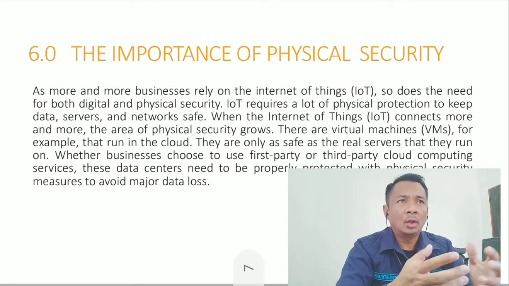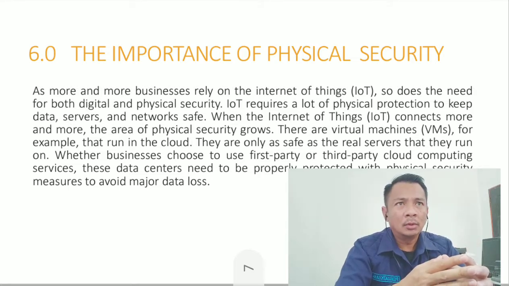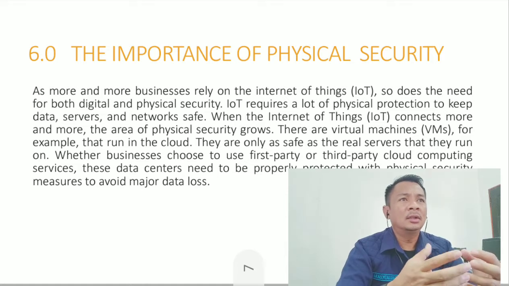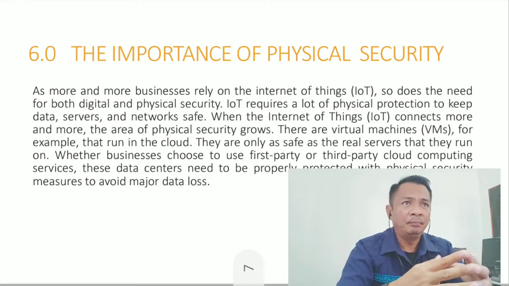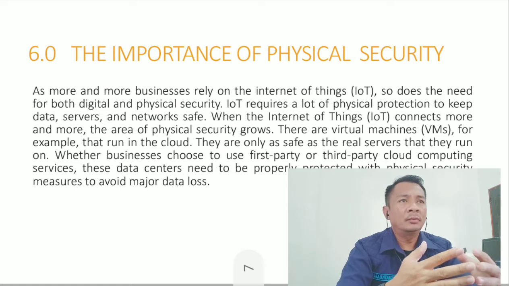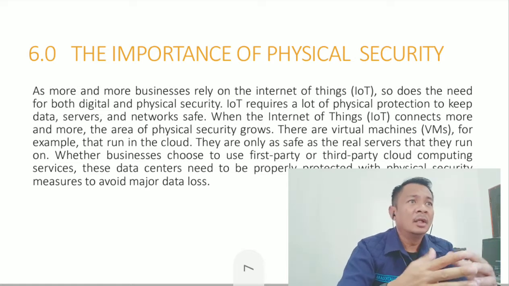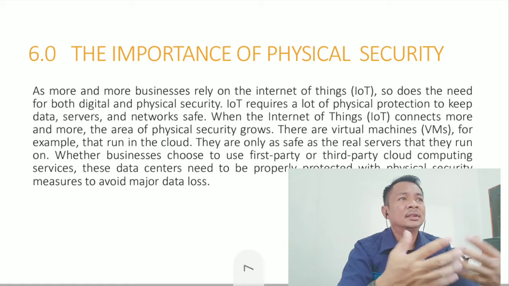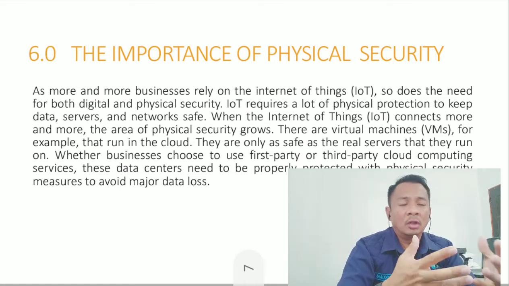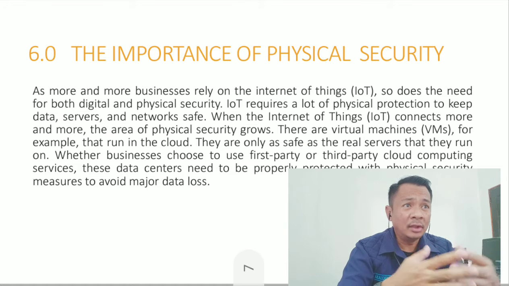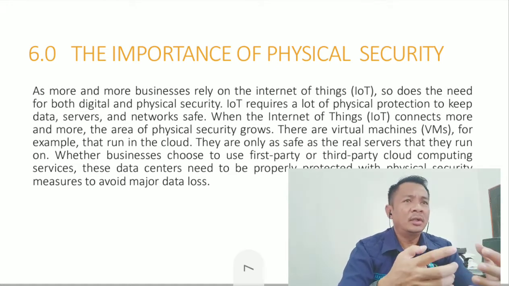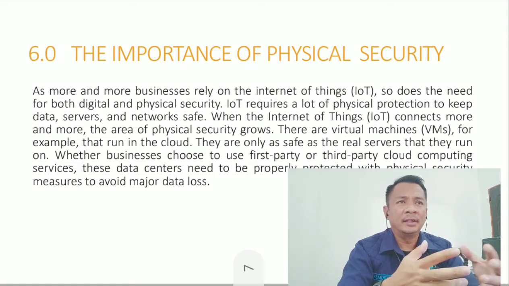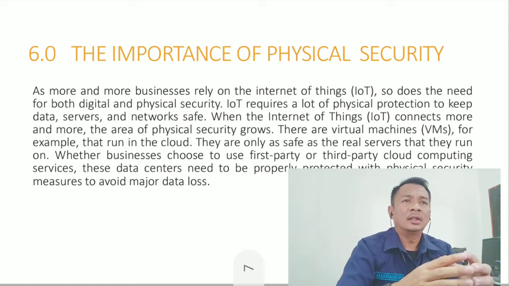6.0 The importance of physical security. As more and more businesses rely on the Internet of Things, IoT, they require both digital and physical security. IoT requires a lot of physical facility protection to keep data, servers, and networks secure. When the Internet of Things connects more and more, the area of physical security is evolving.